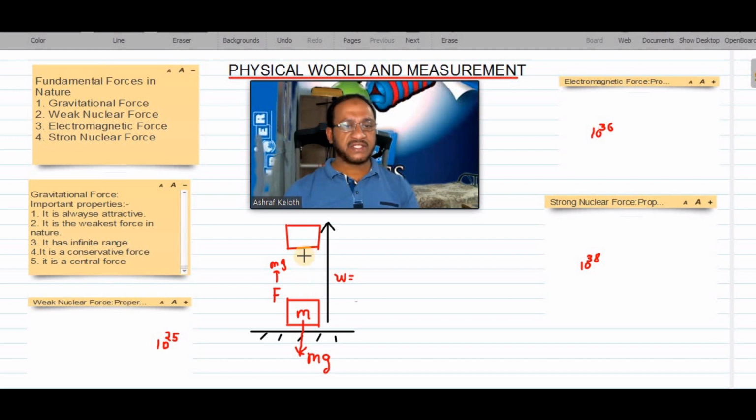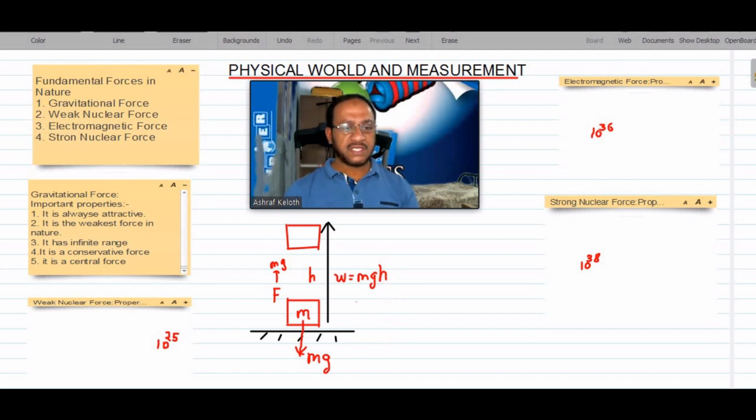And you are lifting a total height, suppose this height is equal to h. h is the height from the ground till here. Then the work done is equal to force into displacement. Force is mg, the force applied in the upward direction, equal to the weight of the body, into height. h is the displacement. mgh is the work done.